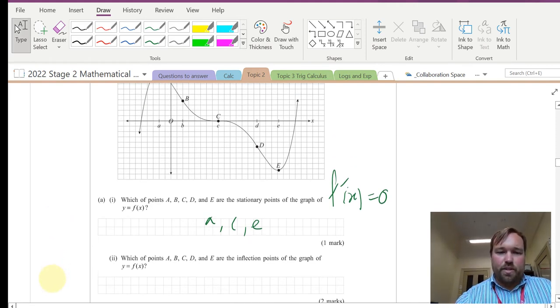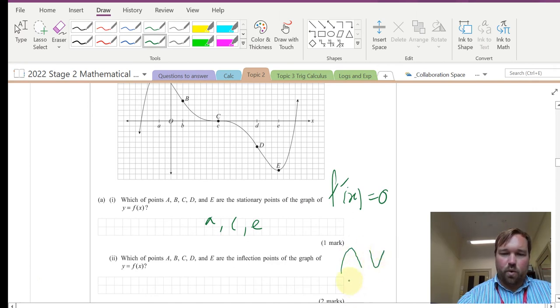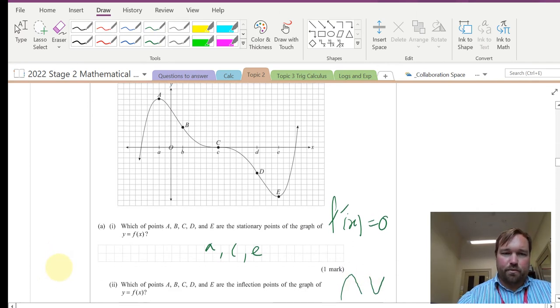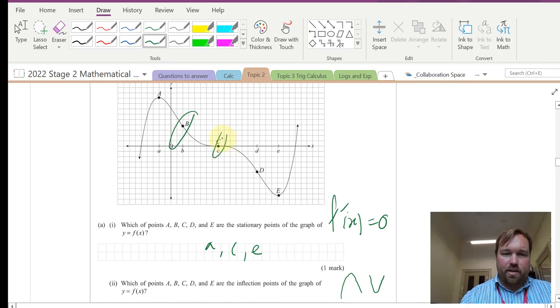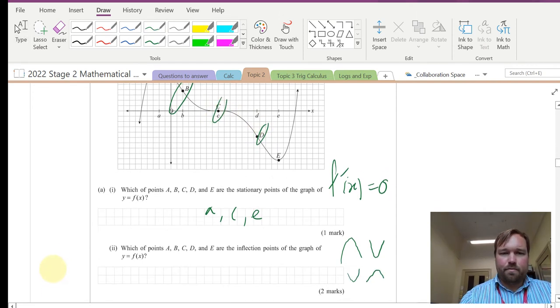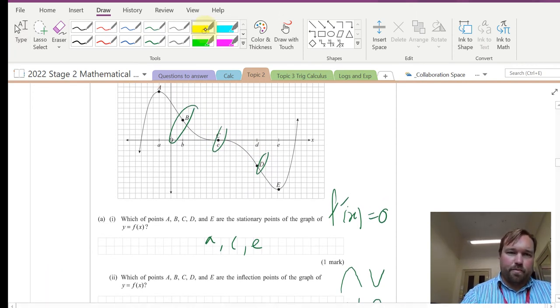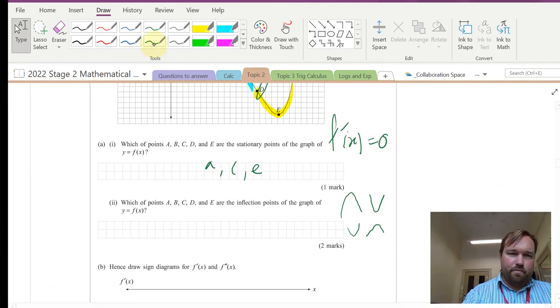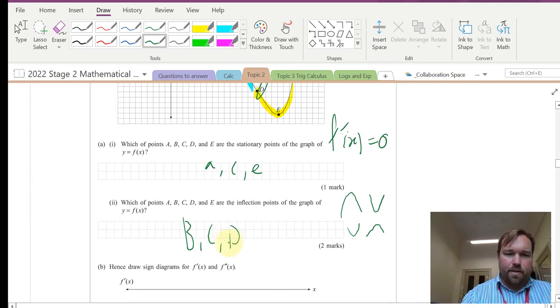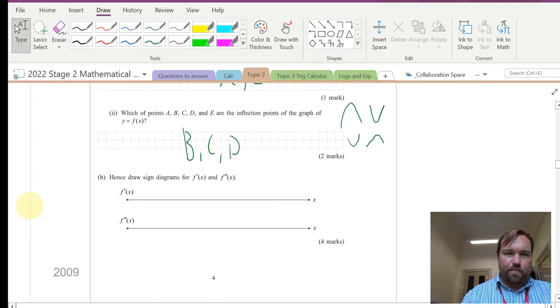Which of the points are points of inflection? So points of inflection are where we turn from that to that, or that to that. Points of inflection are B, C, D. You can see how it goes from concave down to concave up to concave down to concave up. So B, C, D. Hence draw sign diagrams for them. Alright.